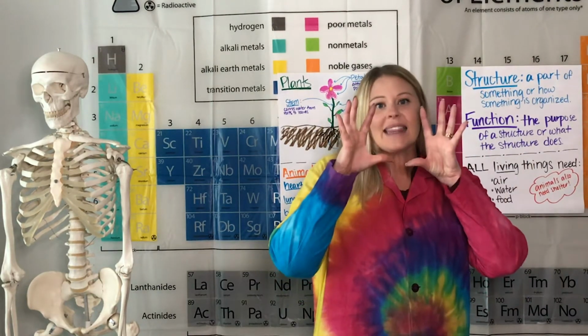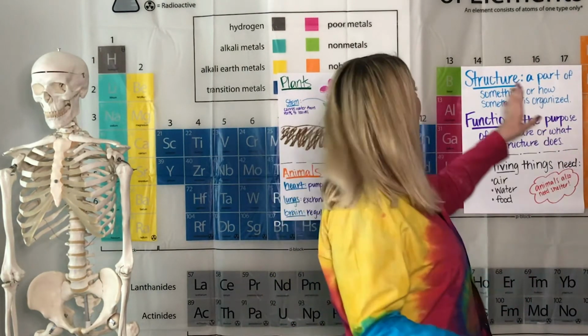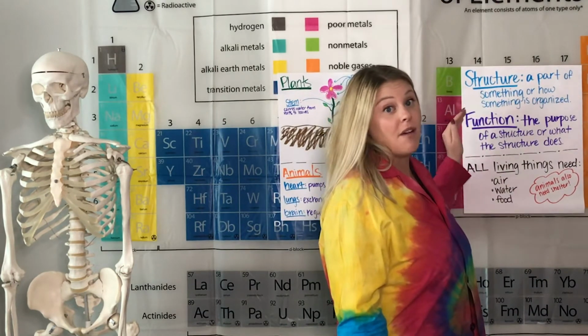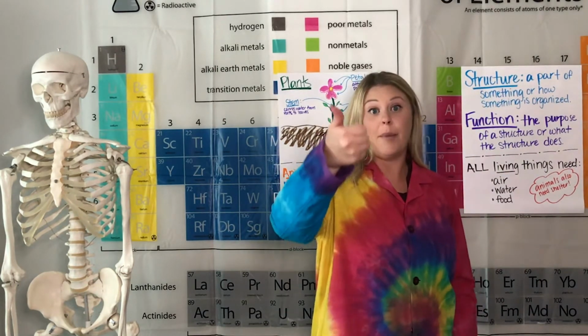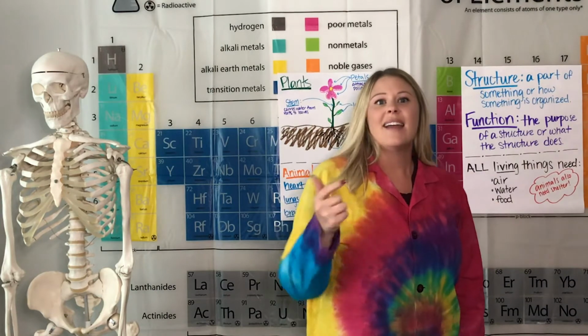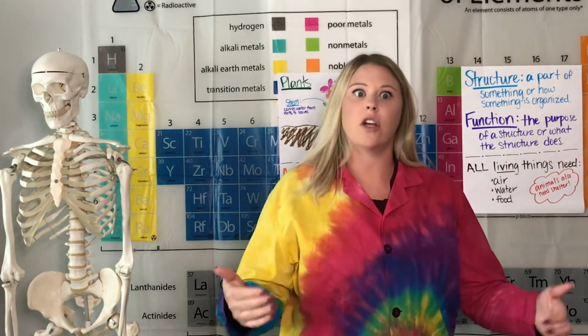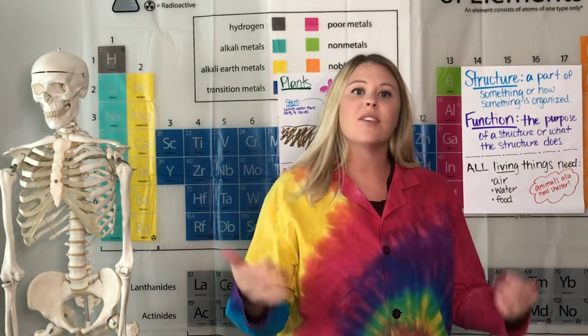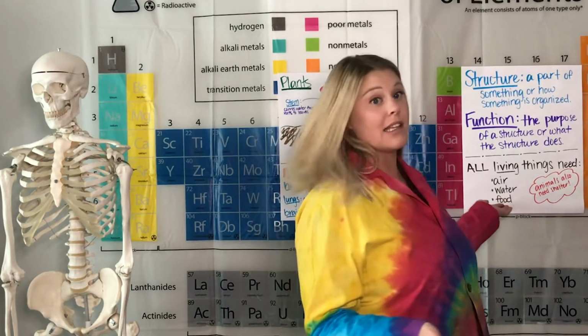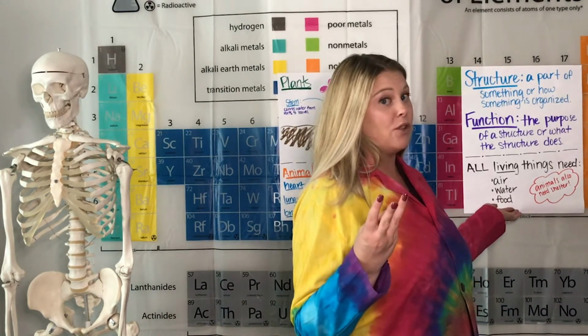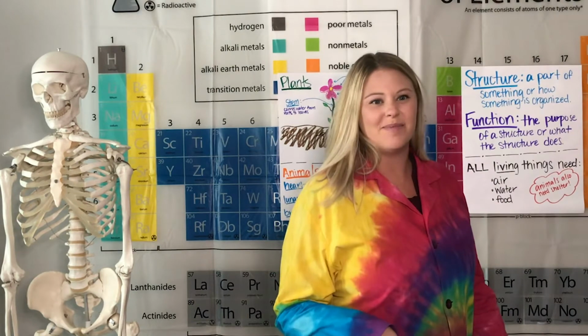So scientists, let's dive in, okay? We've talked about structure, we've talked about function, what a part is and what that part does. Now let's actually talk about what are some structures and functions that plants and animals have that allow them to meet their needs to get air, water, and food, and shelter to survive.